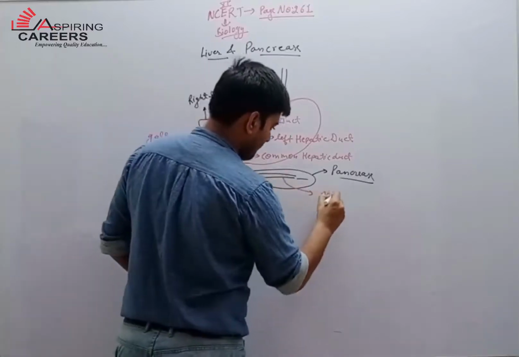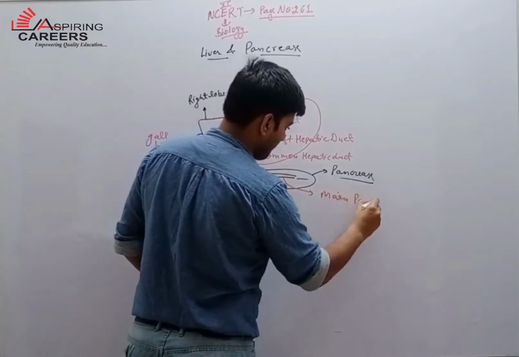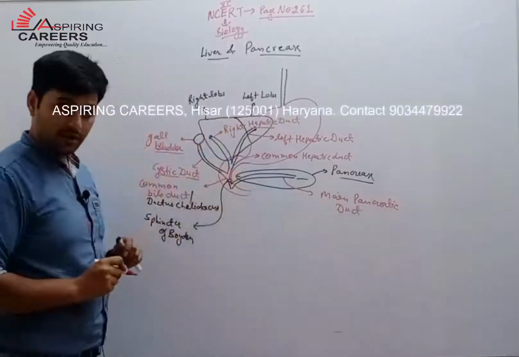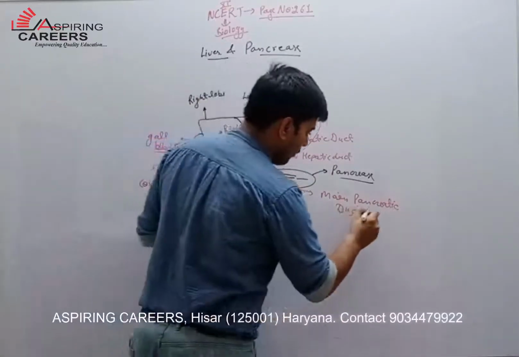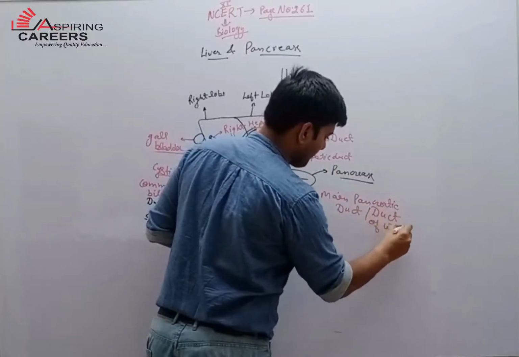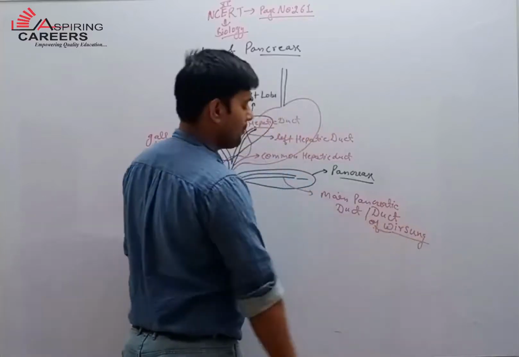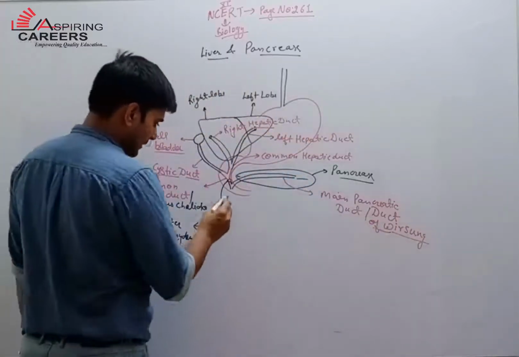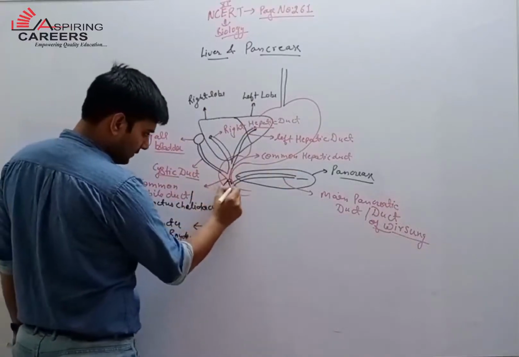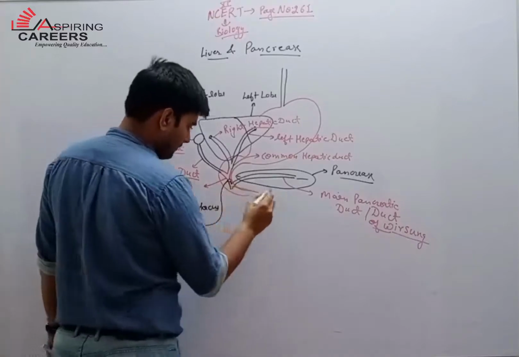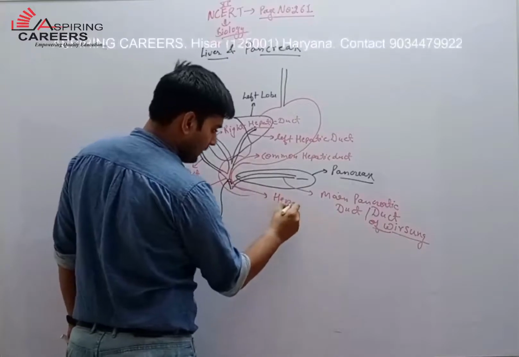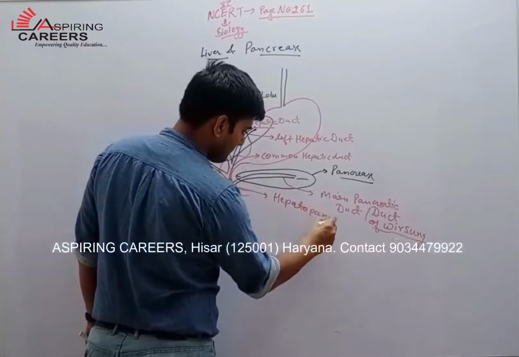This main pancreatic duct is also known as the duct of Wirsung. Very, very important. Now, they combine with this ductus choledochus here, and this combined part is known as the hepatopancreatic duct. Hepatic and pancreas combined is called the hepatopancreatic duct.